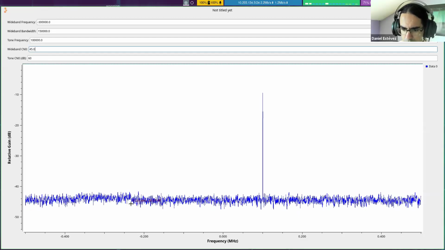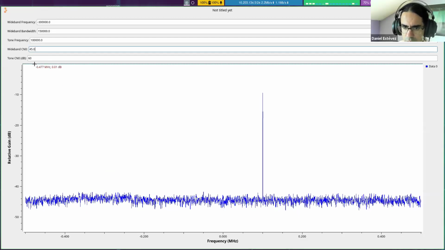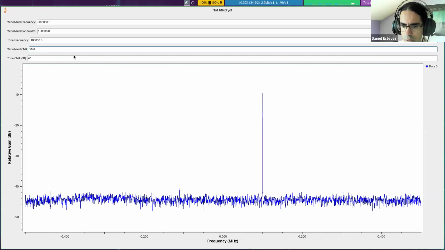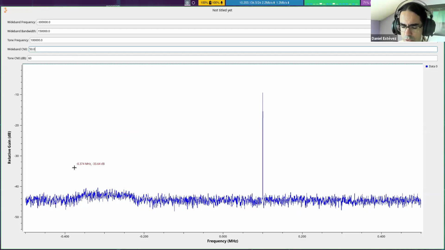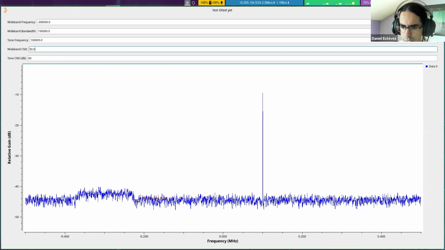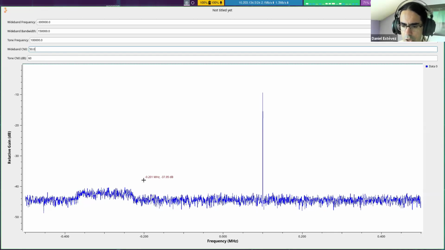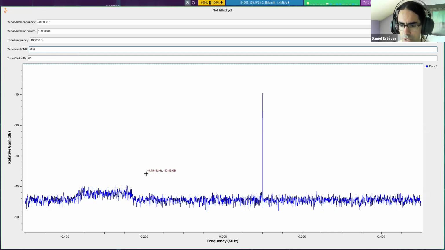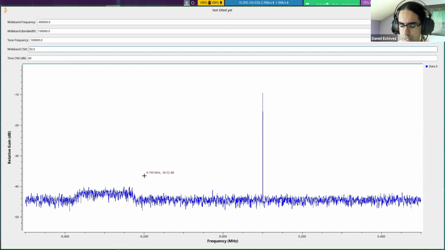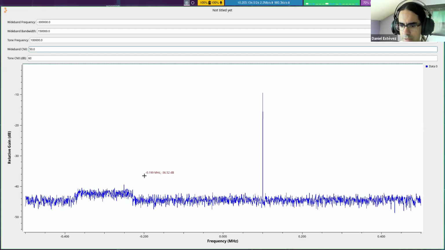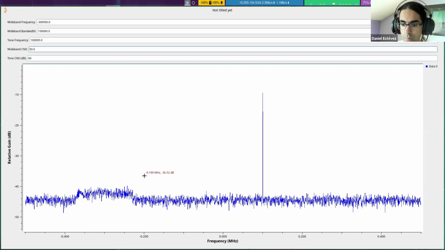Maybe it's actually there. Like maybe you see that there is something slightly above the noise floor, but I think we need to go closer to 50 to be able to see that. Yeah, at 50 we can clearly see it. So the threshold at which we can detect this signal is between 45 and 50 dB CN0.